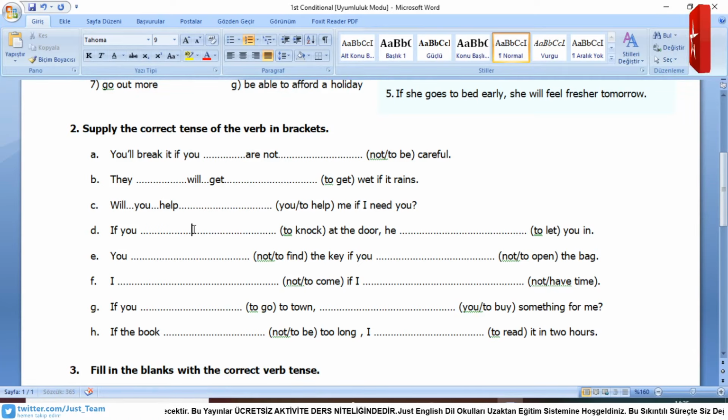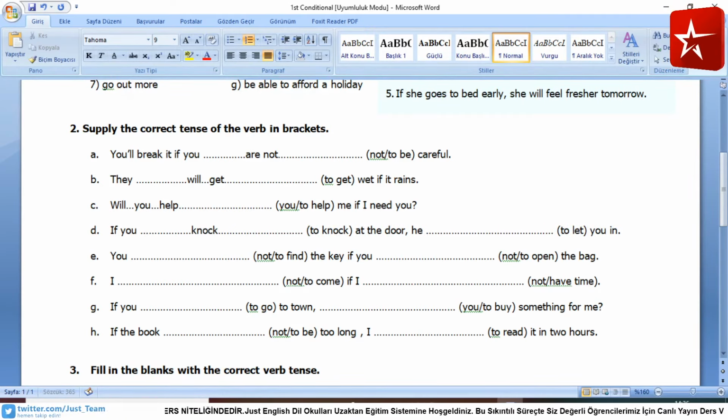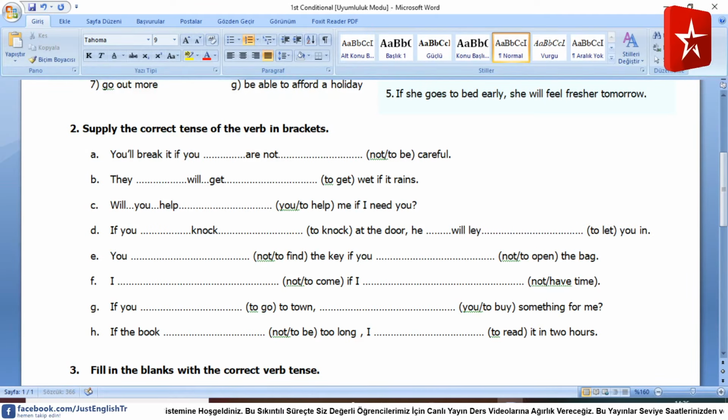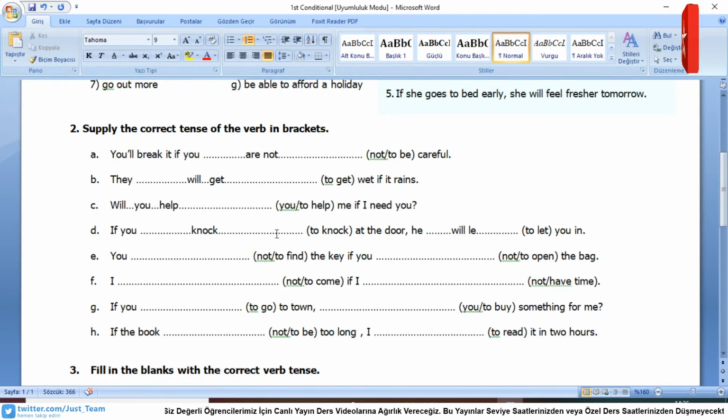And the if part, we should use the present simple. If you knock, yes, if you knock at the door, he what? He will let you in. He will let you in. Yeah, good job, by the way.